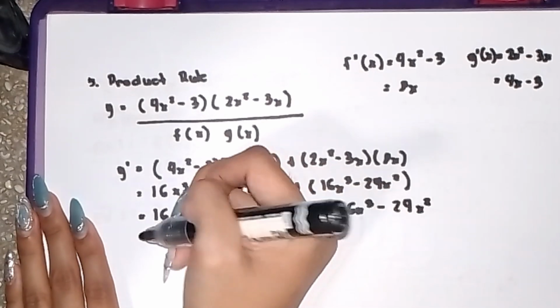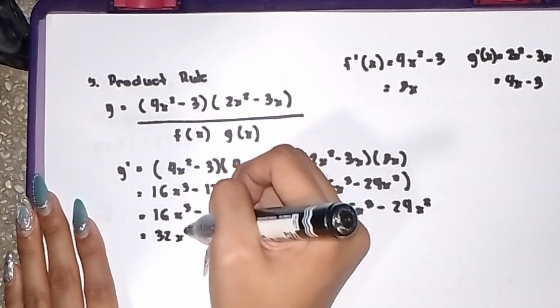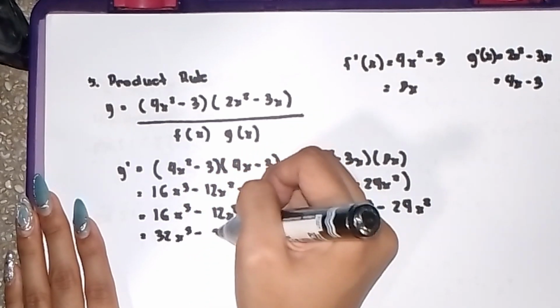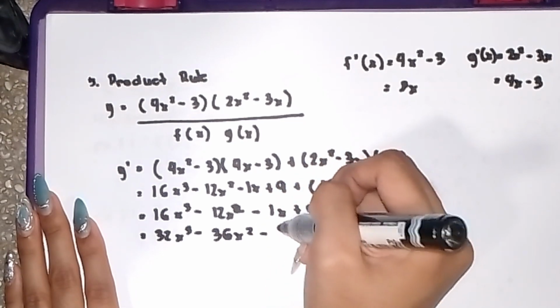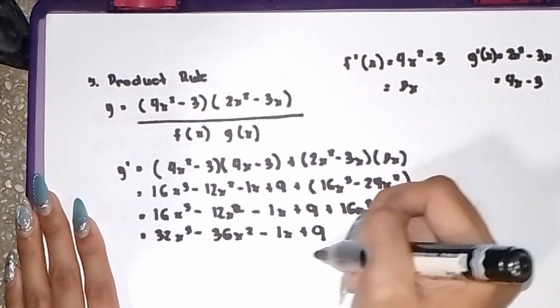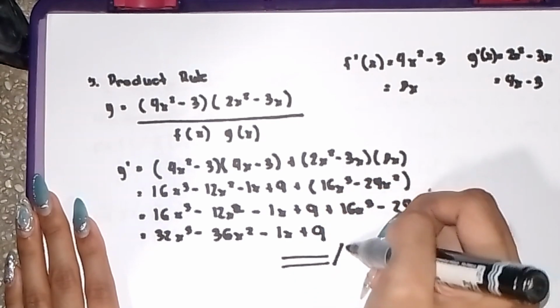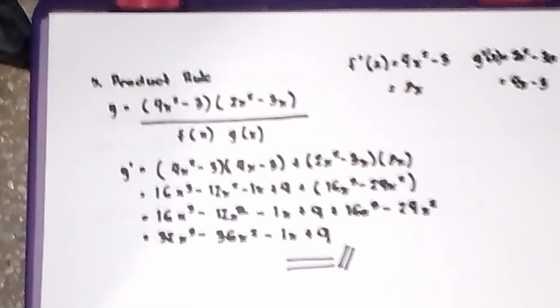After this, combine all the similar terms. So 16x cubed plus 16x cubed equals 32x cubed. And negative 12x squared minus 24x squared is equal to negative 36x squared. Copy the negative 12x and 9.